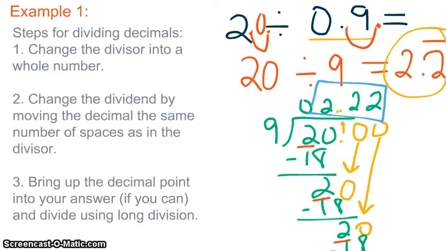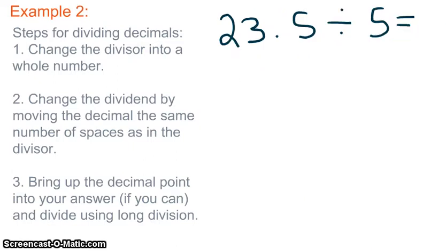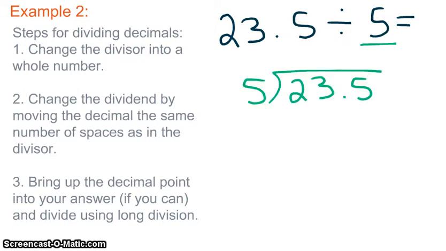Our next example is 23.5 divided by 5. So as you can see, our divisor is already a whole number, so we don't have to worry about steps 1 and 2. We can just skip right to step 3 where we are going to go through the long division steps. As you can see on my screen, I just drew the division problem using our long division sign.